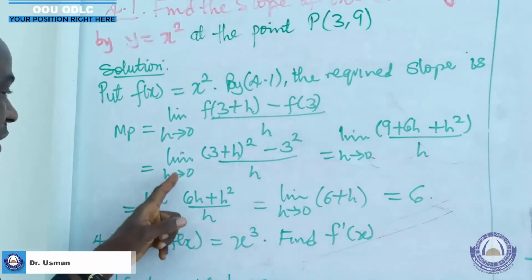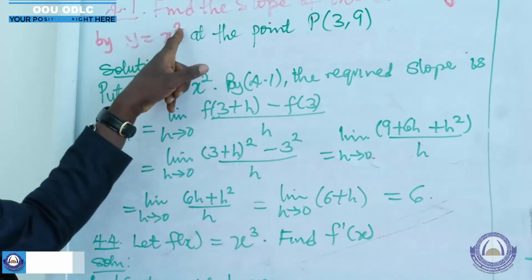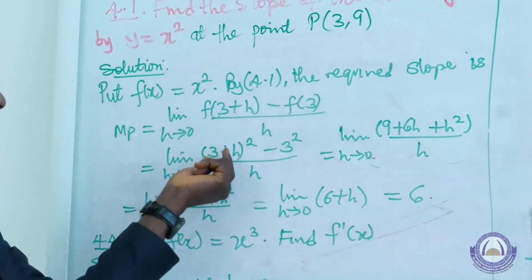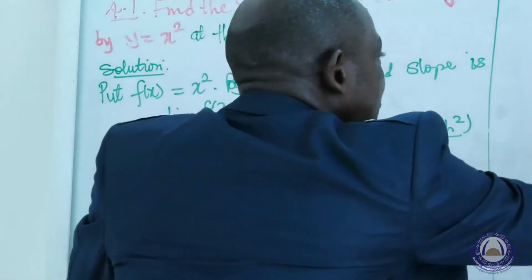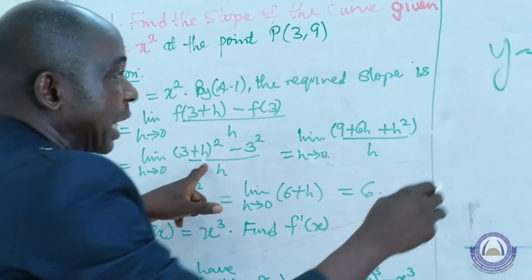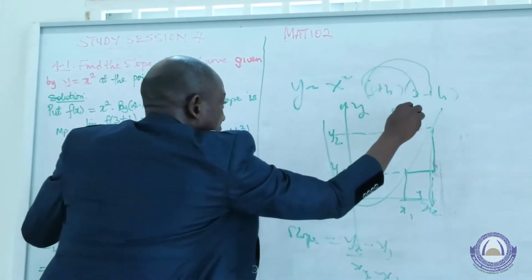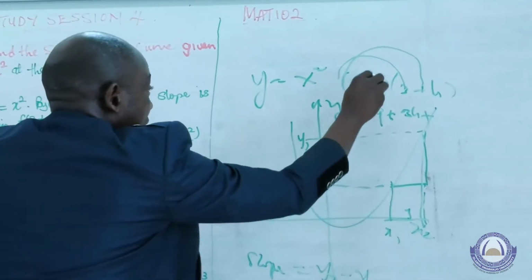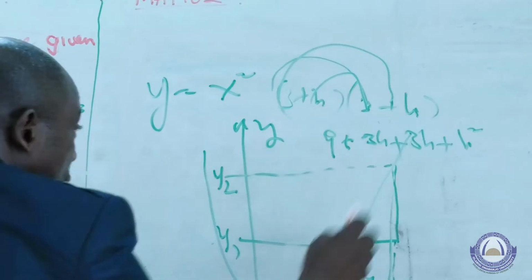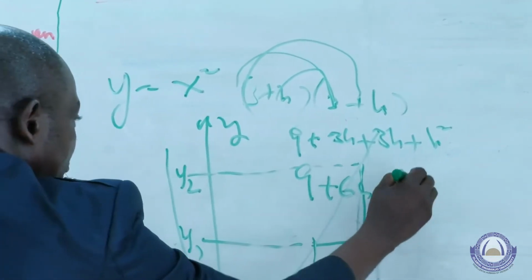Then the limit as h tends to 0 of 3 plus h raised to power 2, because we have this function raised to power 2, minus 3 raised to power 2, over h. Then we are going to expand 3 plus h times 3 plus h. If you open the bracket, that will be 3 times 3, 9, plus 3 times h, 3h. Then h times 3, that will be plus 3h. Then h times h is h raised to power 2. So we have 9 plus 6h plus h raised to power 2.